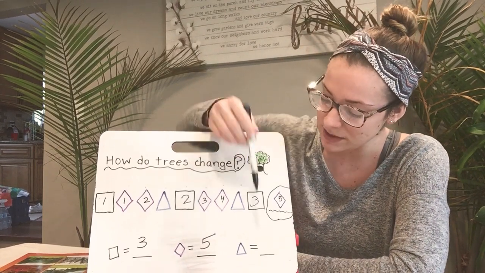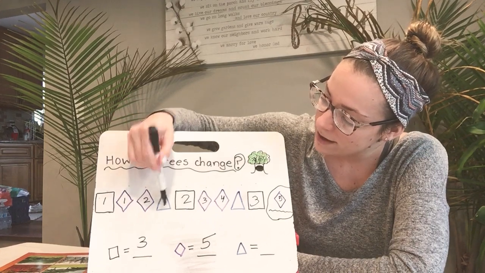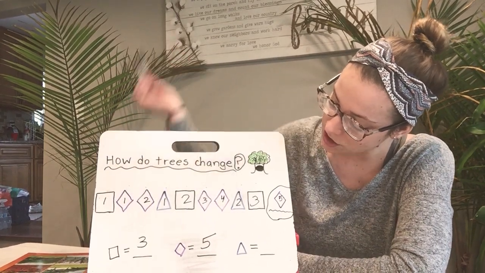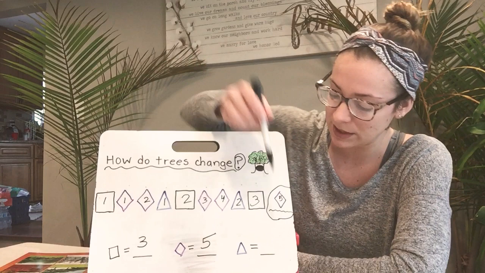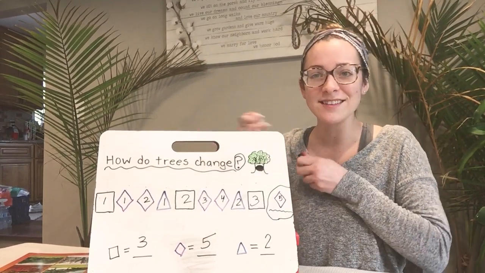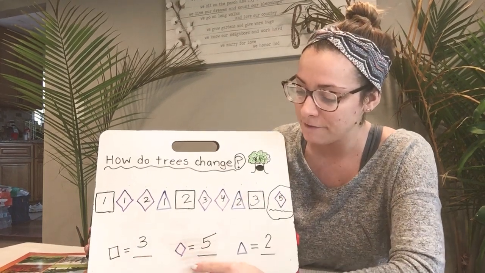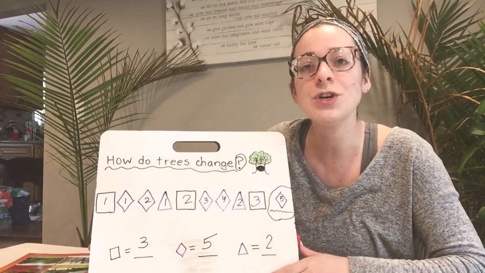Now our last shape is going to be a triangle. So let's count 1 and 2. There's only 2 triangles, so I'm going to start at the top, hook down and over. Nice job, friends. So total in our pattern, we have 3 squares, 5 rhombi, and 2 triangles.